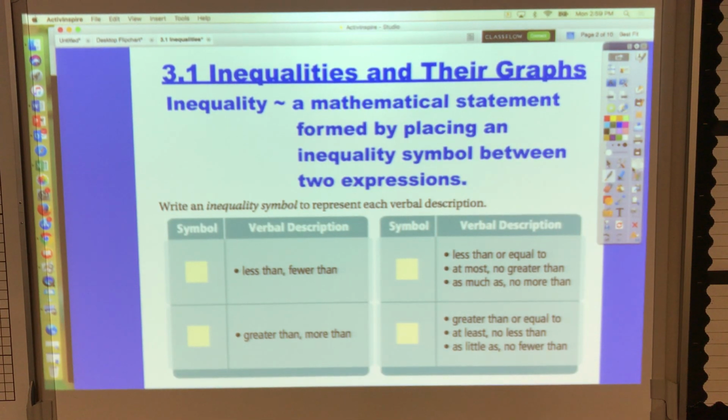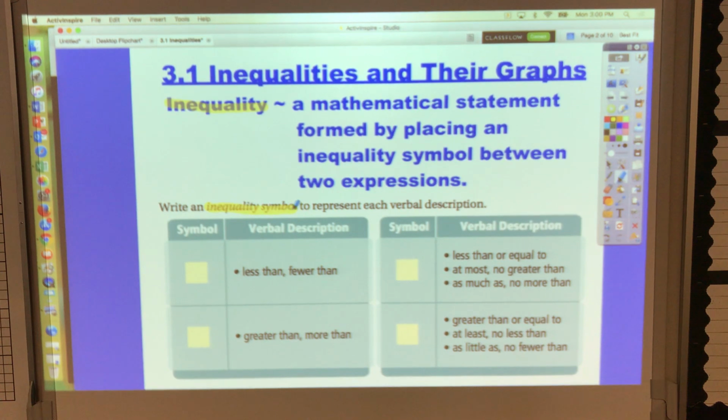Today you will be learning lesson 3.1 on inequalities and their graphs. An inequality is a mathematical sentence or statement formed by placing an inequality symbol between two expressions. That's a vocabulary word, so we're going to highlight it. There are 4 different inequality symbols we're going to be working with today.